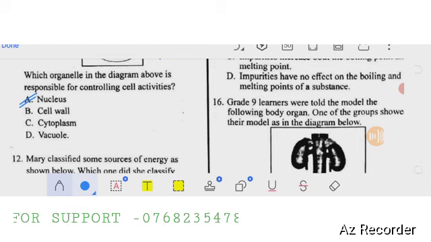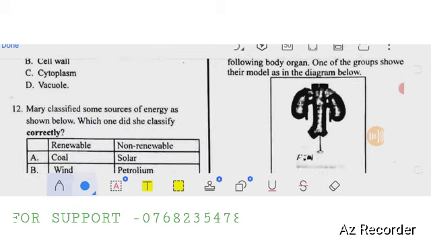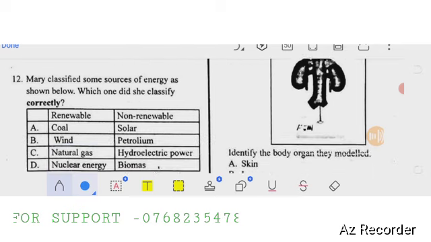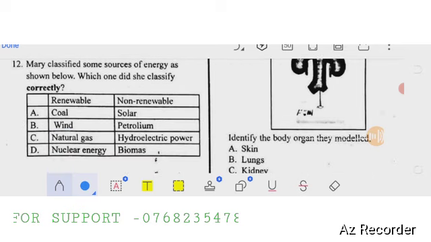Cell wall is not in the cell above because it's an animal cell. Cytoplasm is where chemical reactions occur. Vacuole stores sugars and salts. So question 12, Mary classified some sources of energy as shown below. Which one did she classify correctly?